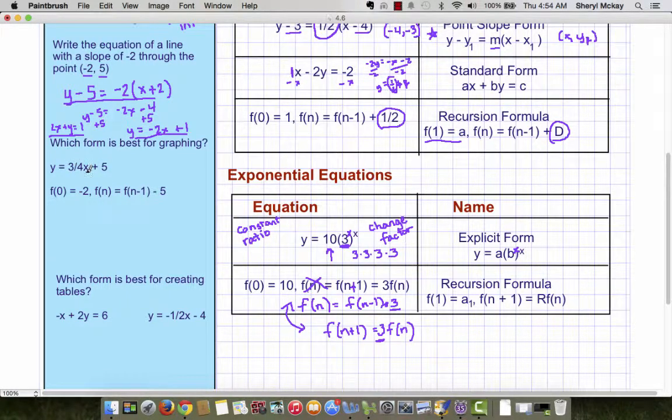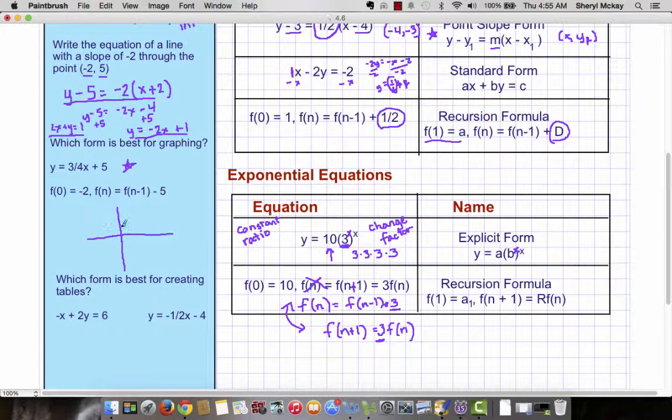Y equals 3/4 x plus 5, or f of 0 equals -2, f of n equals the previous term, f of n minus 1 minus 5. Which is best? Well, I think it's pretty obvious. This one's best, isn't it? Because we know how to graph this very quickly and easily.